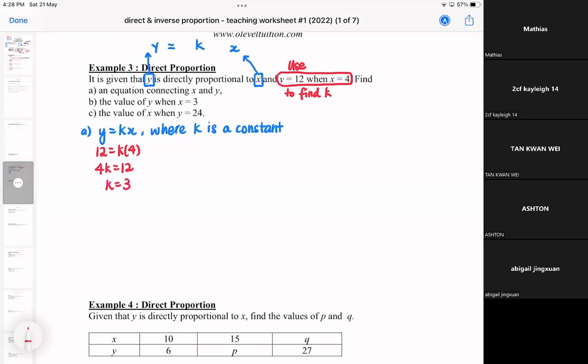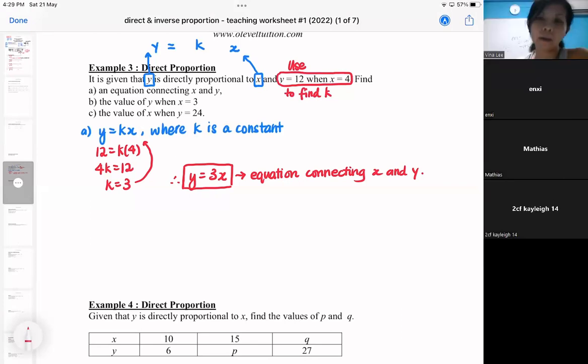After you found that value for K, you return back. When you return back, you got the nice formula. So this is the formula, and this is what we'll call the equation. This is the equation connecting X and Y. But sometimes it comes out with a fanciful name: find the relation between X and Y, find the equation connecting X and Y.